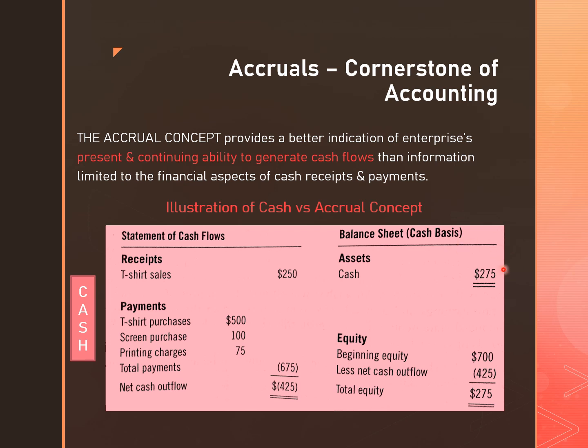The outflow of cash exceeds the inflow by $425. If you prepare the balance sheet based on the cash basis, you will find that the cash obtained is 275. Your beginning equity is 700, and then the cash outflow is 425. This one comes from here, and the total equity is 275. You can see here that the total equity reduced from 700 to 275. So this is an illustration if you use the cash method to record your transactions. We will see in the next slide what happens if the accrual concept is used.